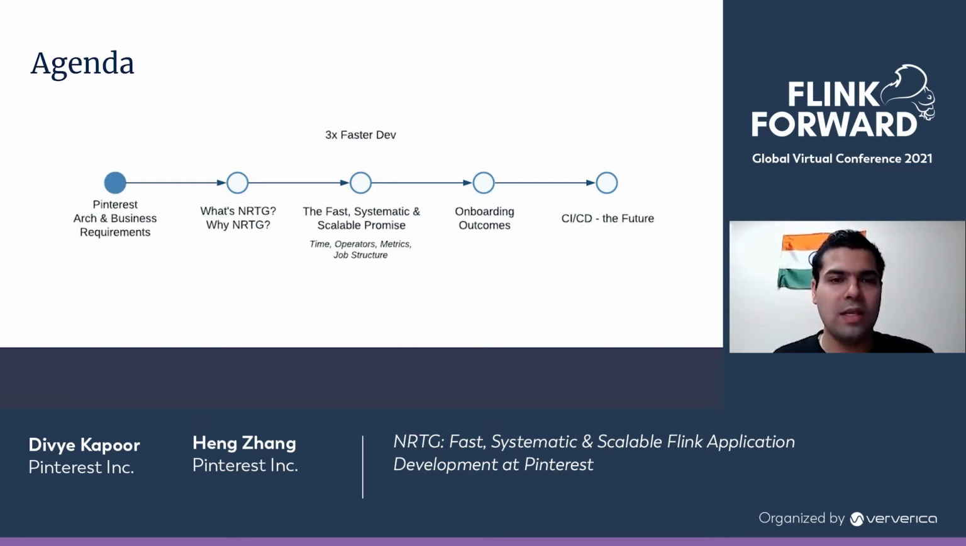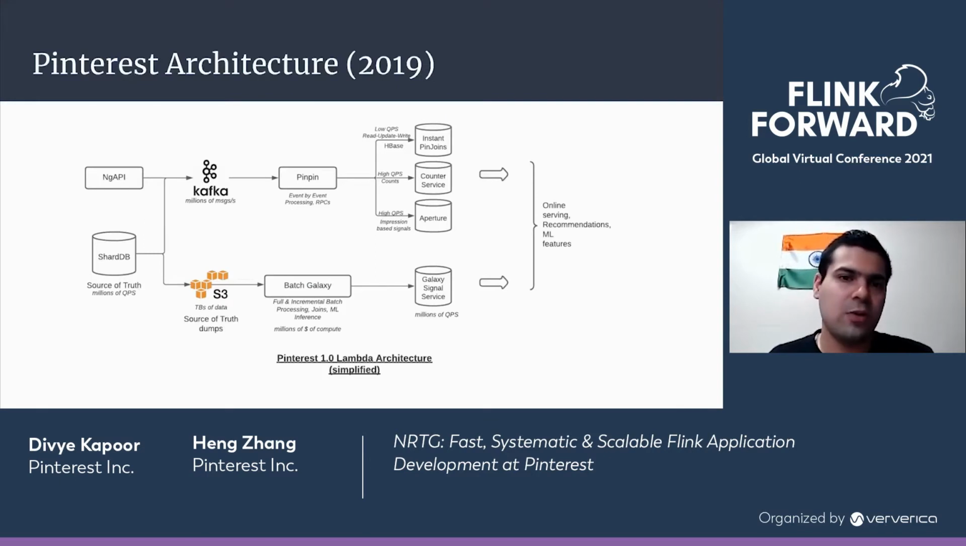So, how will this all work out today? We'll start out with the Pinterest architecture and business requirements. We'll figure out what NRTG is, why NRTG was built in the first place, the promise that we deliver upon, which is 3 times faster development over offline, and how we deal with time, operators, metrics, job structure, some examples. And you'll see the onboarding outcomes for some of the things that we've worked on, and then we'll talk about some CI/CD.